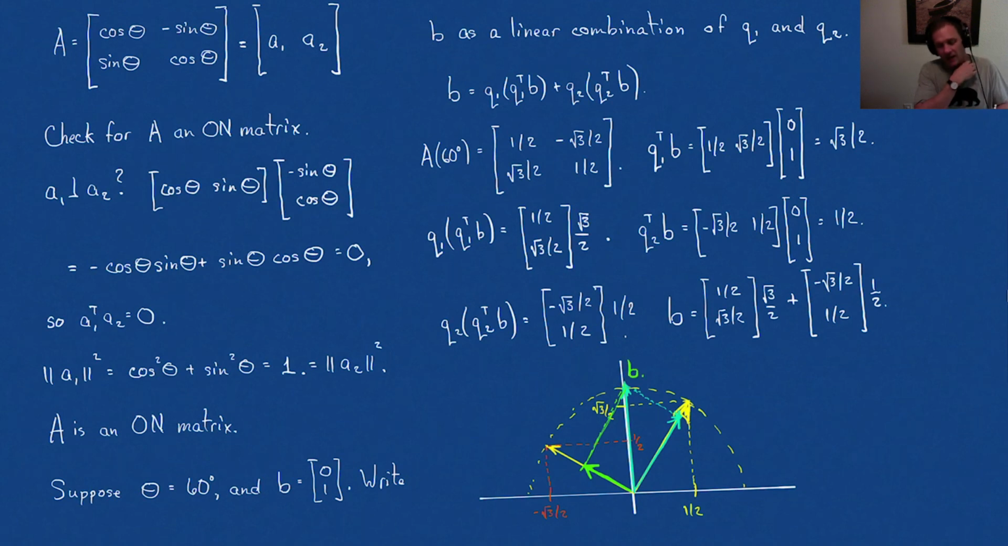Okay, and that is an example of not only the rotation matrix being an orthonormal matrix, but also how to use the independent columns of the rotation matrix to write any vector as a linear combination of those vectors.